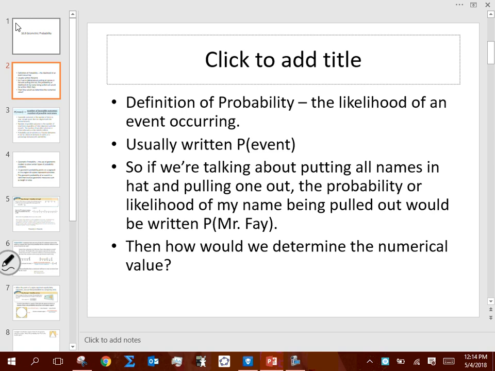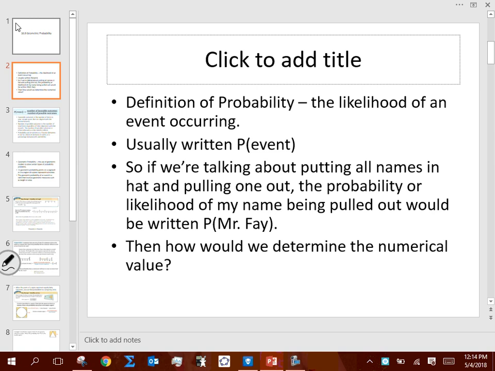So if we go back to old probability examples that we've done in the past, say we put all our names in a hat, and I ask what's the probability that I pull out Mr. Fay's name. Then we would write that as P parenthesis Mr. Fay, right? Okay. Then how do I find the numerical value for that? How would we go about doing the algebra for that?